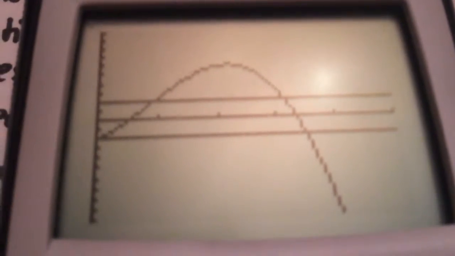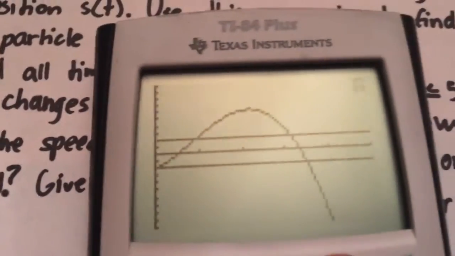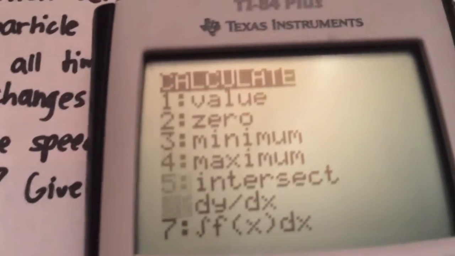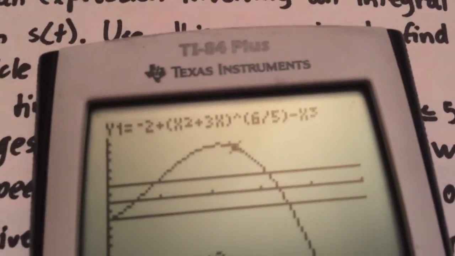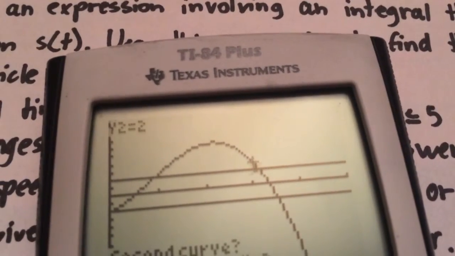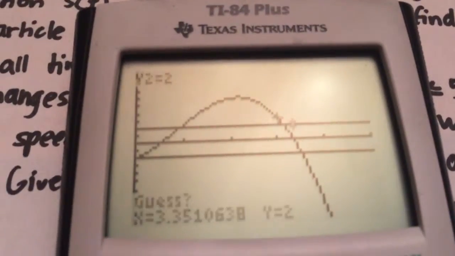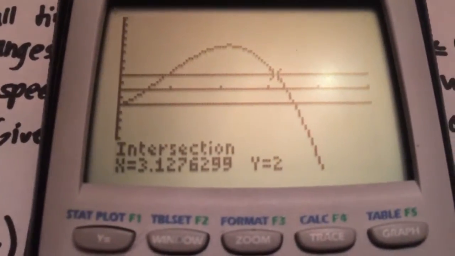Oh, that's looking nice. That's looking very nice. So what I'm going to do is second calc. Let's go down to intersect. Alrighty. Alright, so this is our first value.